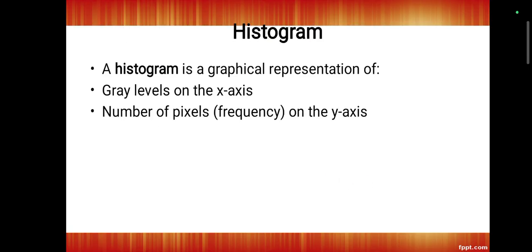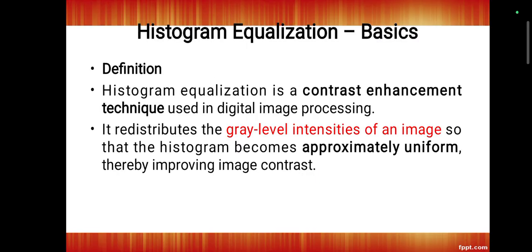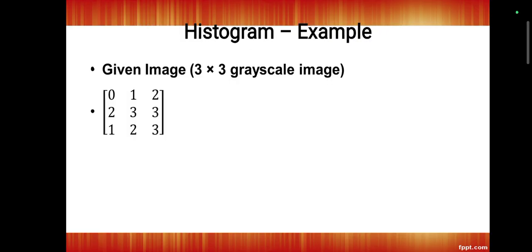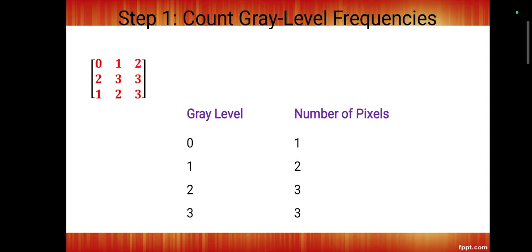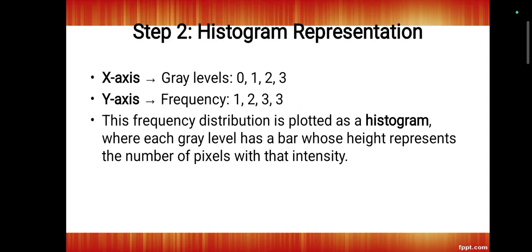A histogram is a graphical representation with gray levels on the x-axis and the number of pixels, or frequencies, on the y-axis. Histogram equalization is a contrast enhancement technique used in digital image processing for grayscale images. One histogram is like this. So taking this and writing the same problem, the same thing is repeated.